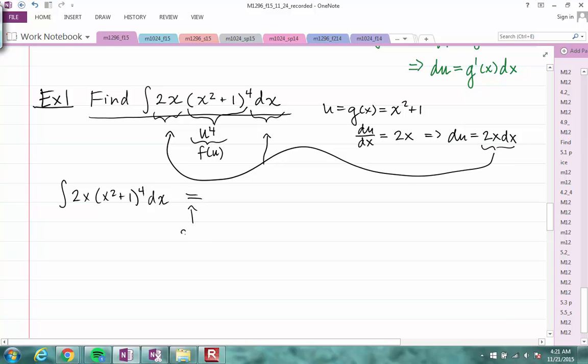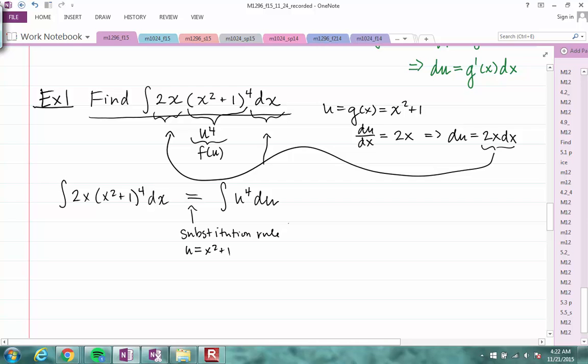You don't have to write this in ever, but I'm just making this clear here that in this step I'm using the substitution rule with my u equal to x squared plus 1, so that now what I have is the integral of u to the 4th du. Now look at how simple that looks.